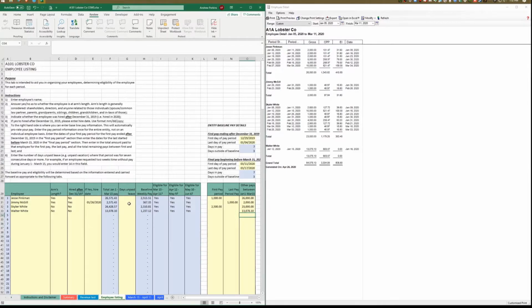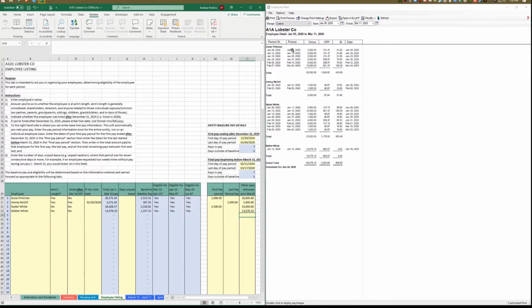So how do you determine whether or not they had unpaid leave? Well, hopefully you have some documentation. That's a big first step. The second thing is you can look through your payroll records and try to determine. So that's what we're going to do here.